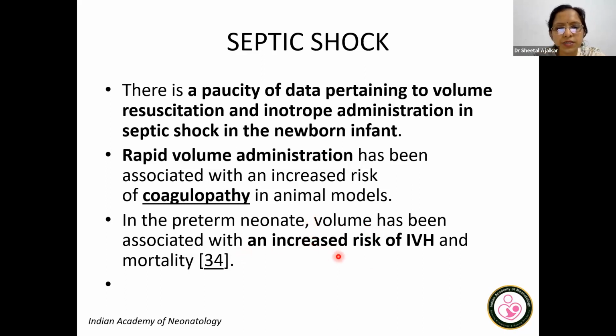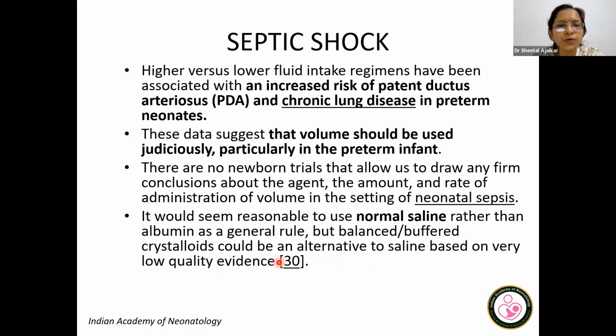In preterm neonates, volume has been associated with increased risk of IVH and mortality. So, even if septic shock is there, we have to be judicious, especially in preterm babies, because there can be increased risk of IVH. Then, higher versus lower fluids have been shown to increase the risk of PDA as well as chronic lung disease in preterm infants. So, all these data suggest that volume should be used judiciously, particularly in preterm babies.